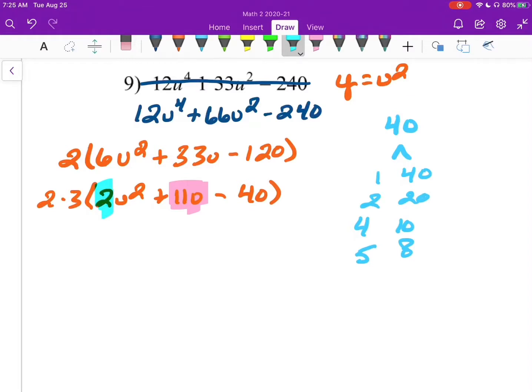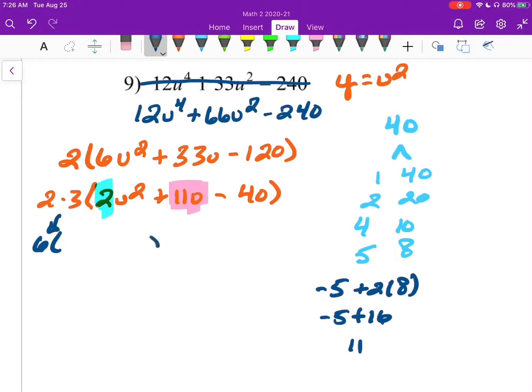Oh, good grief. This is not a 110, this is an 11. There it is. Okay. So we've got 6, we could do 5 or negative 5 plus 2 times 8. That's negative 5 plus 16, which is 11. There we are. So I'm going to have 2 times 3 is 6 out front, right? That's where that went. Then I'm going to have my 2 sets of parentheses. One of them is going to have a 2.